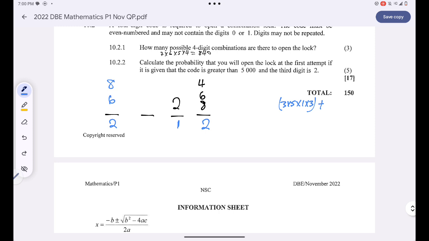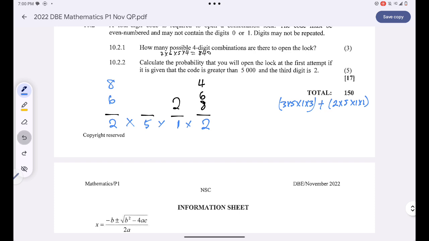I know that I had 8 digits to choose from. I've only used 3 of them. That means I have 5 left to occupy this position. One of them will occupy that position. And this will be a possible outcome if I multiply this. That's 2 times 5 times 1 times 2.